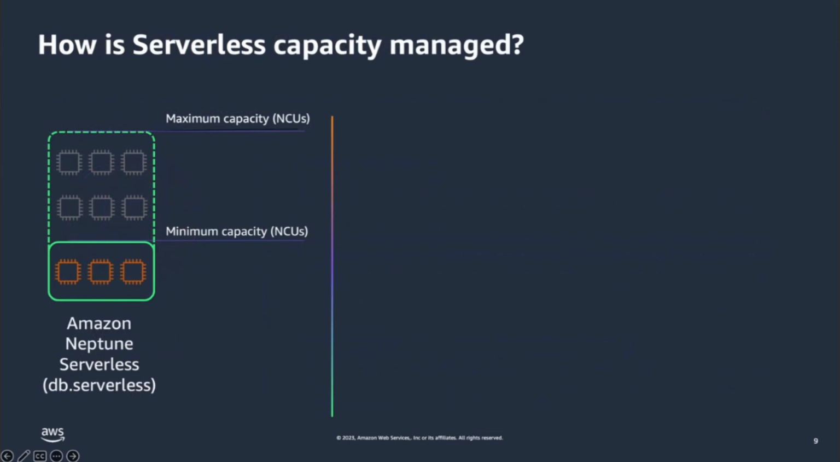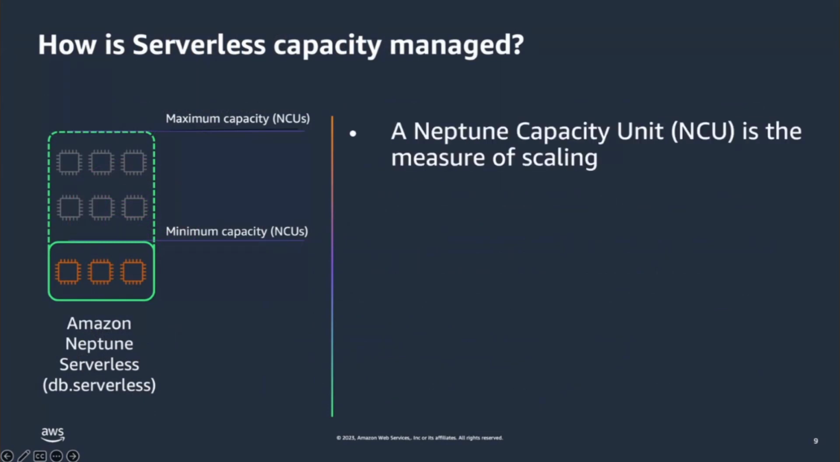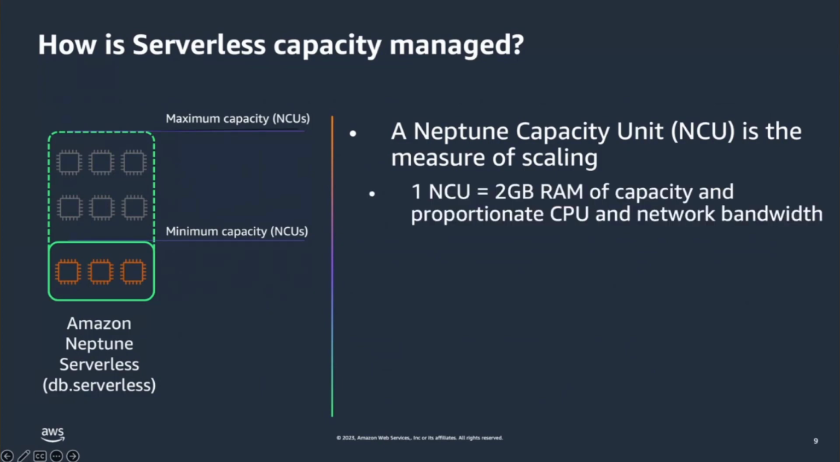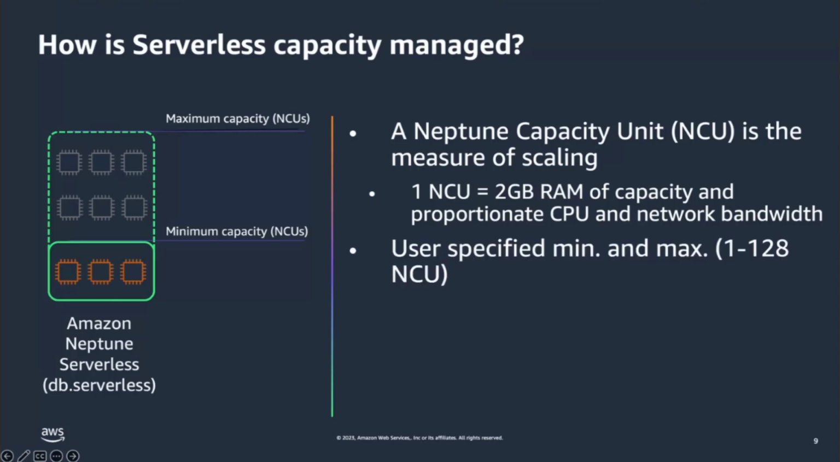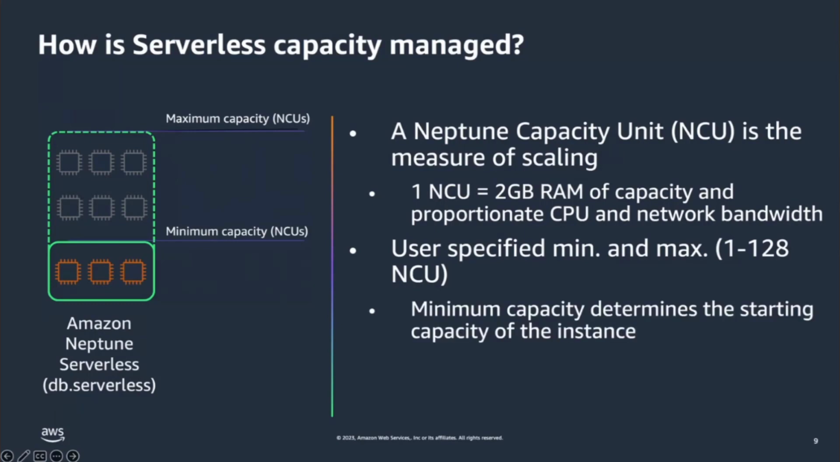So how do you manage serverless capacity? The fundamental unit of serverless capacity is a Neptune capacity unit, or NCU. That's the measure we use for both scaling and billing. A single NCU is roughly equivalent to 2 gigs of RAM and a proportional amount of CPU and network bandwidth. When you create a cluster, you specify the min and max, from a single NCU all the way up to 128 NCUs. The minimum capacity determines the starting point for an instance, and the maximum capacity is a budgetary control.